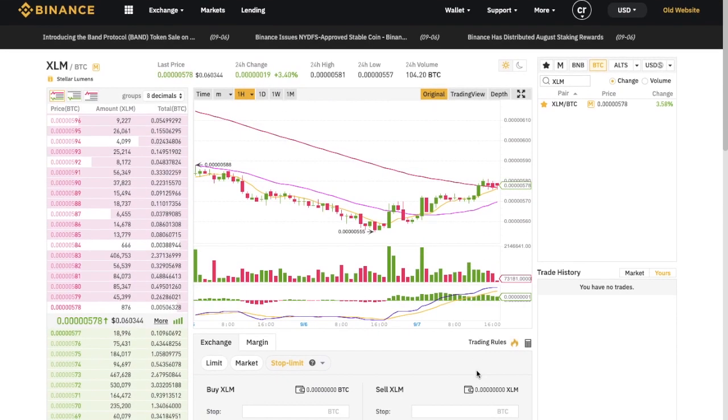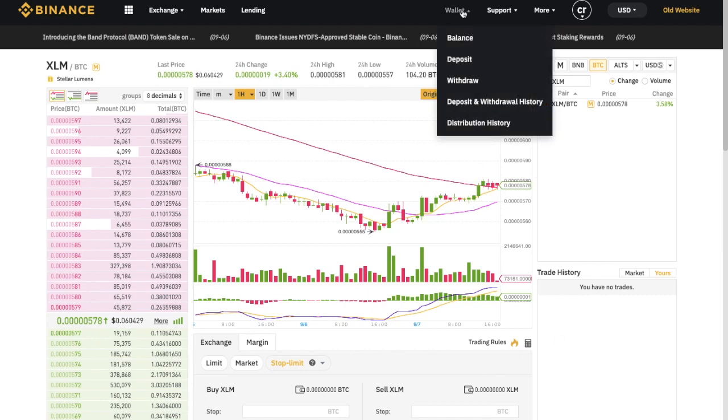Now, once you've purchased your cryptocurrency, what you want to do is withdraw that from the exchange. As I said earlier, they are far more likely to get hacked, so best security practices do state that you should withdraw your funds into your chosen wallet. So what I'm going to do is take you through how you can withdraw your funds. So if we go to wallet and then go to withdraw.